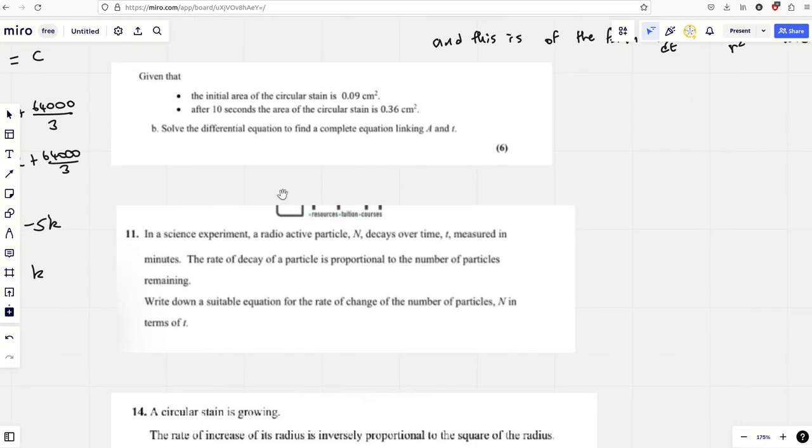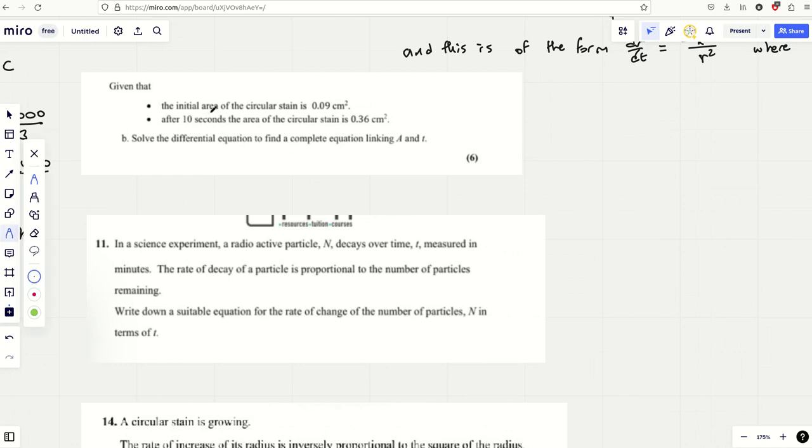Okay, this one's similar. Let's have a look at this one. The initial area of the circular stain is 0.09 centimeters squared. So that's an area, and as it's initial, it's saying A equals 0.09 when t equals 0. Then after 10 seconds, the area of the circular stain is 0.36. I think you need to give me part A here, the original differential equation. Solve the differential equation, yeah.